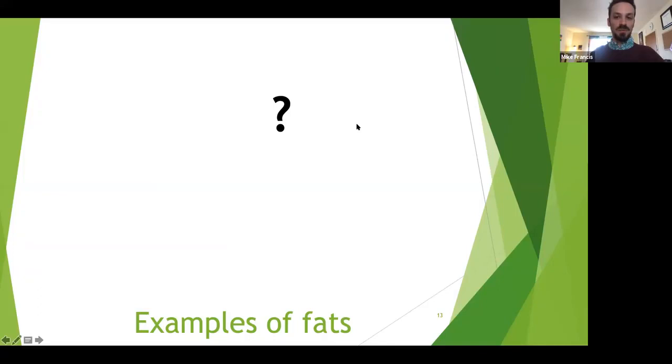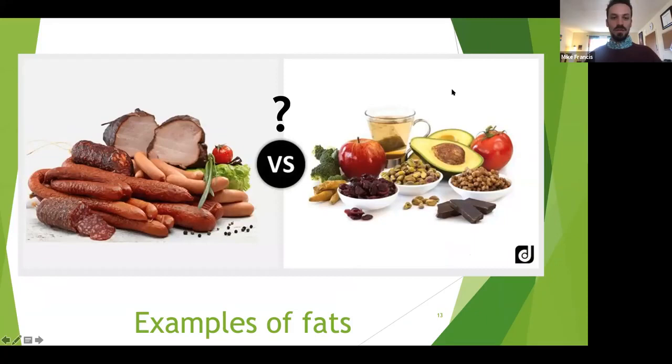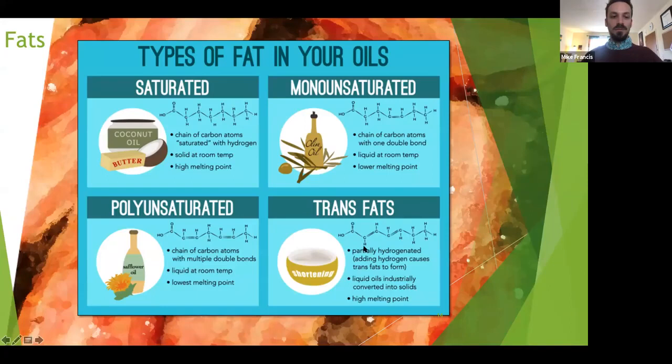When we're thinking about fats, we can classify them as fats coming from animals and fats coming from plants. Is there a big difference between these? That's what we want to find out. We can think about the different types of fat. We can categorize them in four classes here. The way we're going to name these, you've probably heard these words before: saturated, unsaturated.